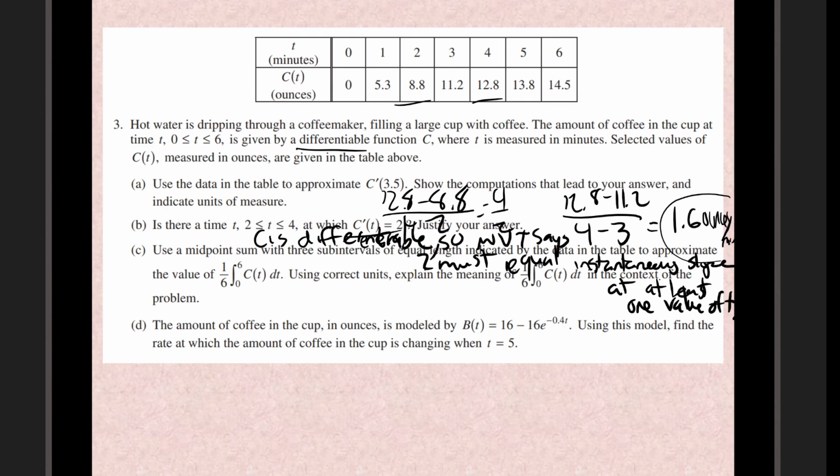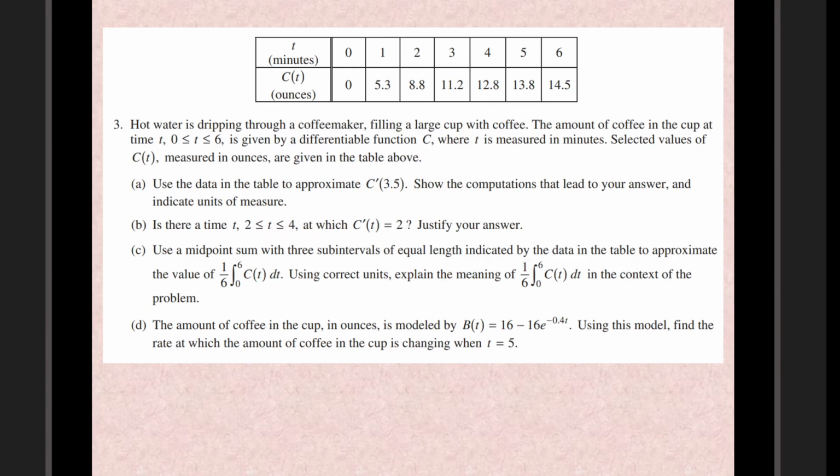Notice there are three really important things to put in here. You can't just say 12.8 minus 8.8 over 2 is 2, so MVT. That's not going to get you all the points. You have to mention C is differentiable, which it is because it says so in the question. You have to say MVT says the average slope 2 must equal the instantaneous slope at a point. A lot of people are not answering mean value theorem questions with enough detail. You need: differentiable, average slope equals instantaneous slope, then the mean value theorem shows that it must happen.